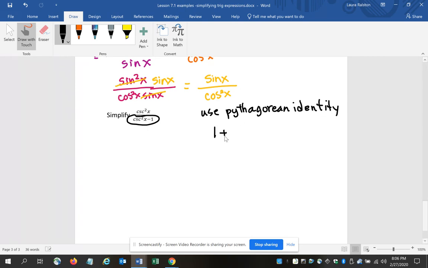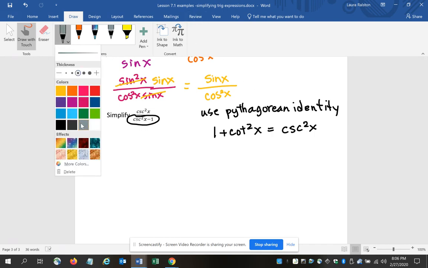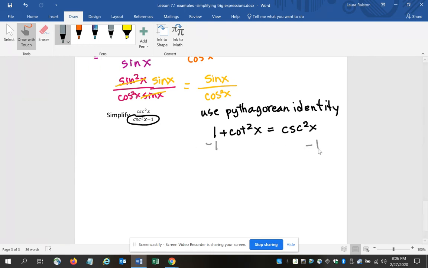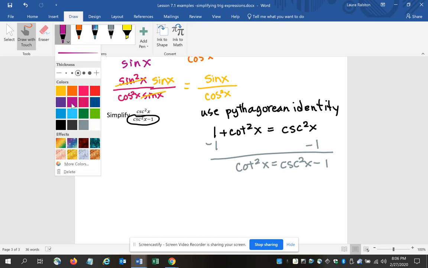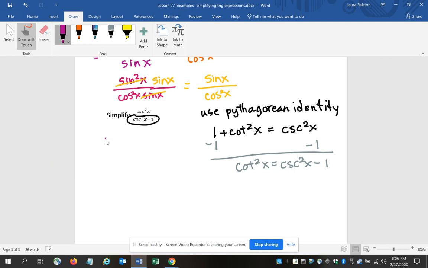Okay, so I have 1 plus cotangent squared x equals cosecant squared x. Here again, you may very well want to solve this because it doesn't look like what you have. Again, if I subtract 1 from either side, I have cotangent squared x equals cosecant squared x minus 1. So that's going to allow me then to make a substitution. So I have cosecant squared x over cotangent squared.